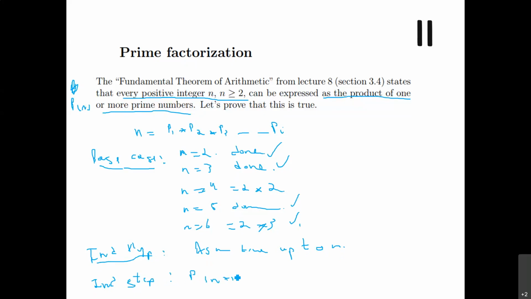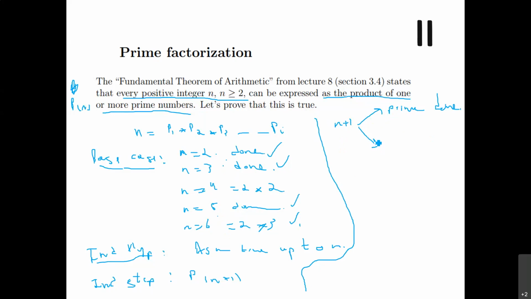So is n plus 1 a prime number? Or can it be expressed as a multiple of prime numbers? Two things, like we said before. n plus 1 is either going to be a prime or not. If it's a prime, then done. Just like 2, 3, 5, done.